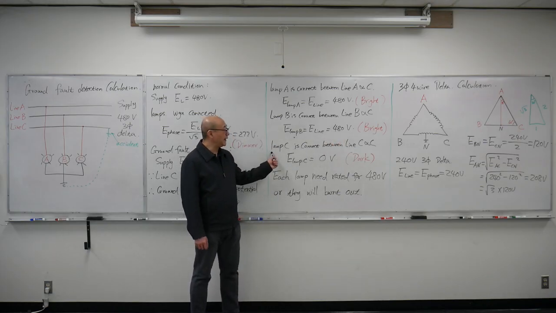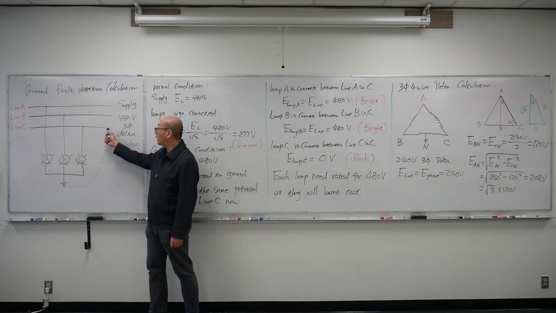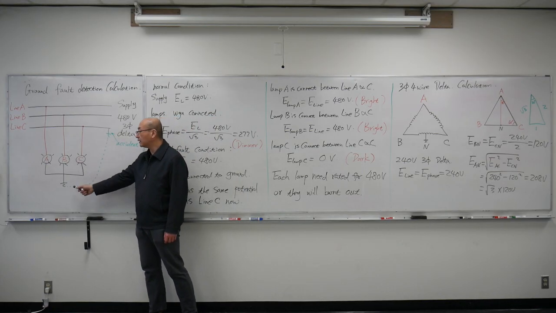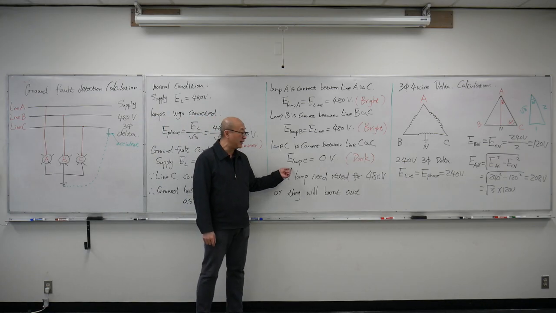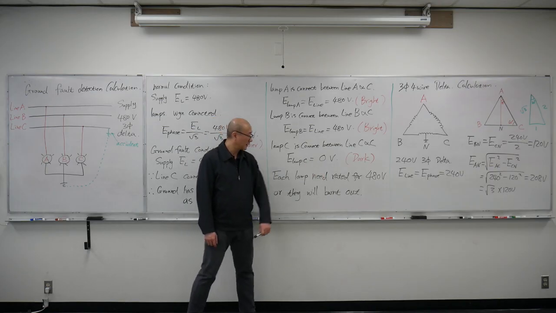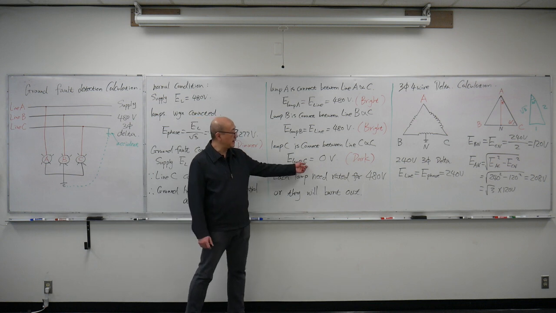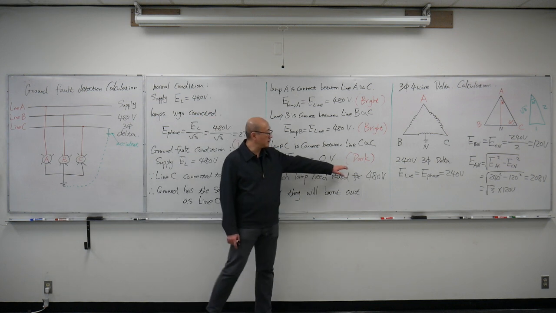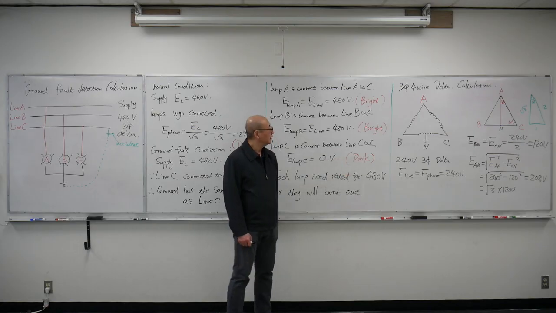But lamp C now is connected between the ground and the ground, or line C and line C. So there is no potential difference across lamp C. Lamp C is going to see 0 volts. For that we can say when lamp C is at 0 volts, lamp C is going to become dark. It's not going to come on anymore.